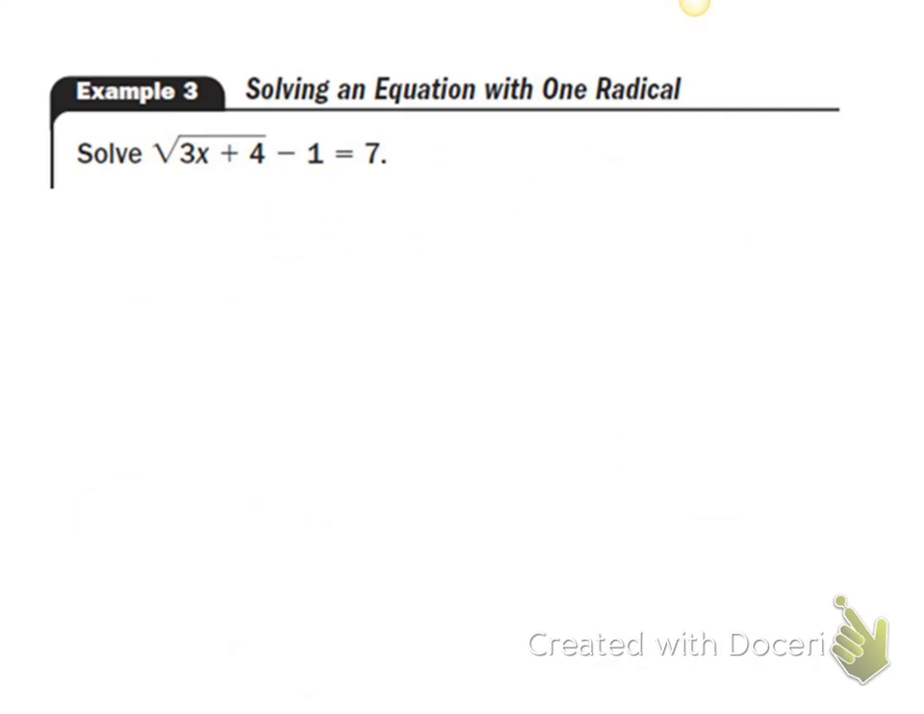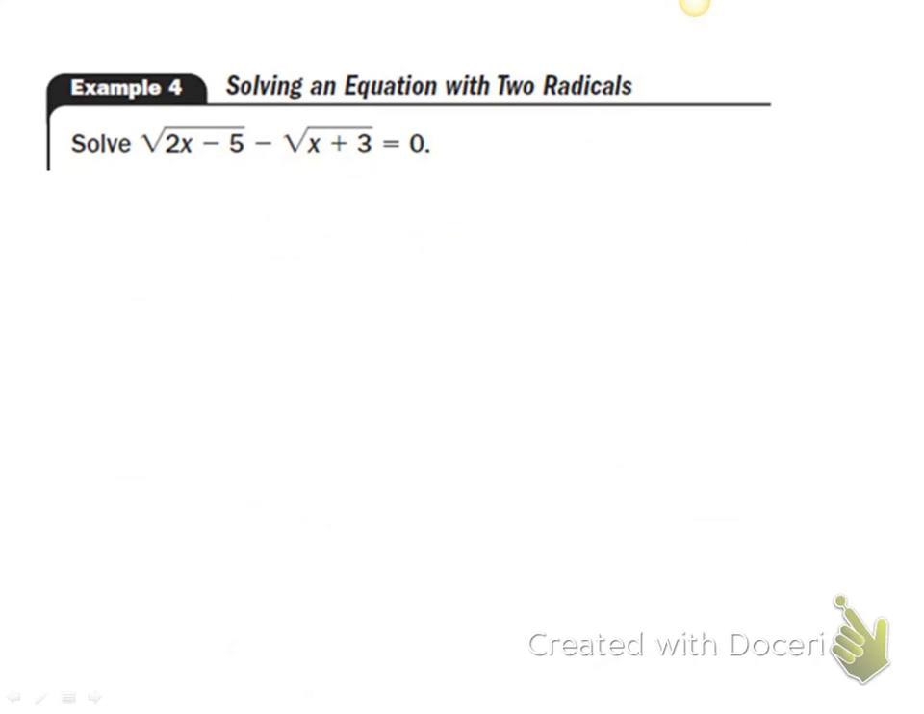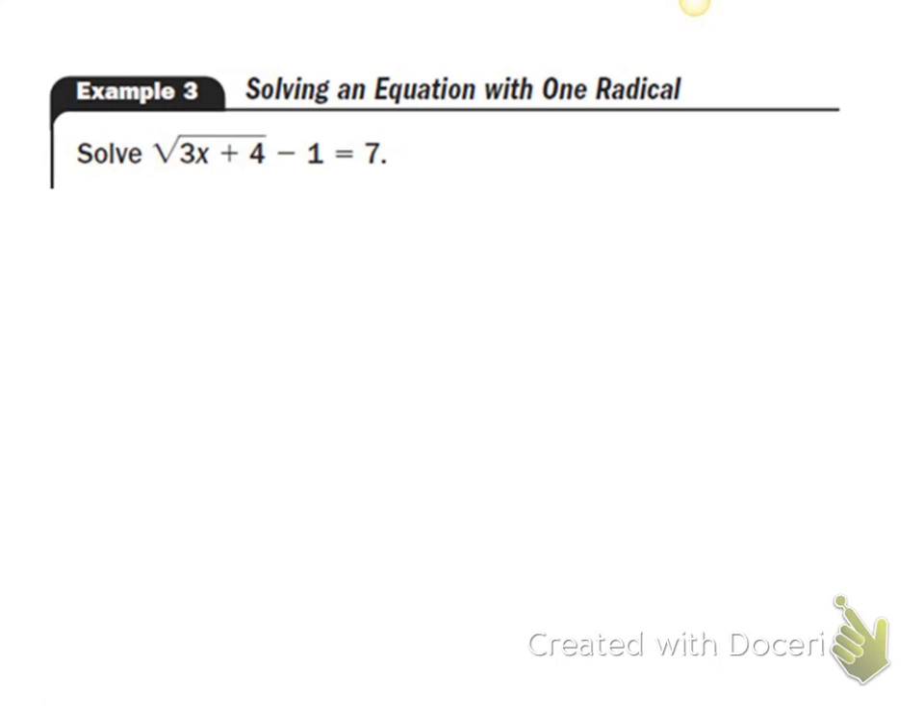Example 3. Once again, your first objective, guys, whenever you're solving these radical equations, is to isolate the radical. What we want to do here is isolate the radical. So if we want to get this radical by itself, I'm going to add 1 first. And I end up with the square root of 3x plus 4 equal to 8. Now I'm ready to undo that square root, and to undo a square root, we would square both sides of an equation.